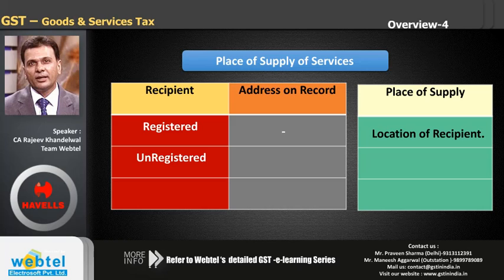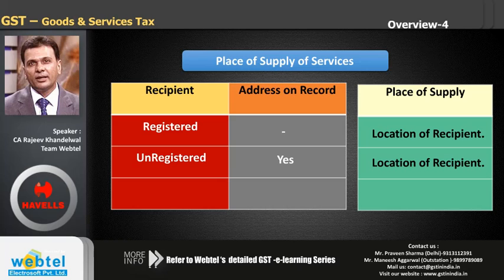The address is there in the books of records of the supplier or not. So if the address is there in the books of accounts of the supplier, and the dealer is an unregistered person, in that case the location of the recipient will be the place of supply of services.